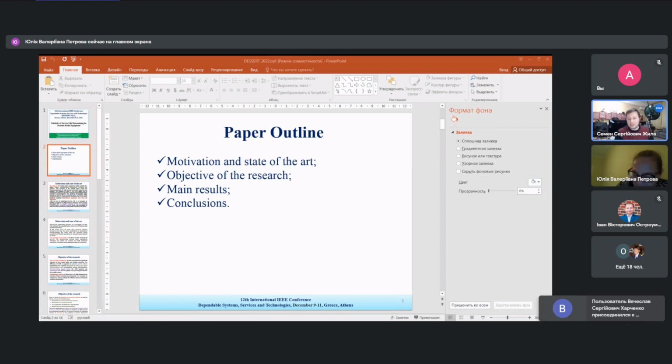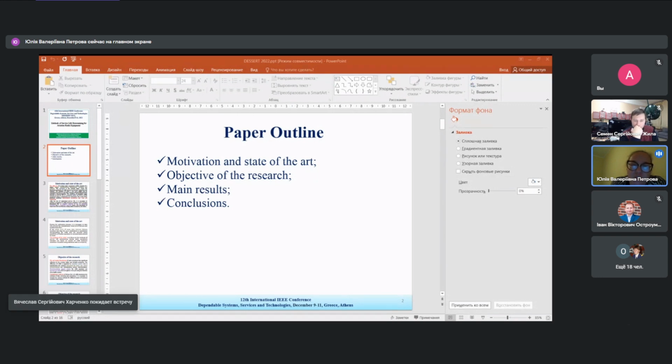Okay, let's start. My name is Yulia Petrova. I am from National Aviation University, Kyiv, Ukraine, and I would like to present the method of service life determination for aviation radio equipment. The life cycle of aviation radio equipment consists of 4 stages: design, manufacturing, operation, and disposal. The operation is the longest stage, where the functional purposes of aviation radio equipment should be realized, supported, and restored.